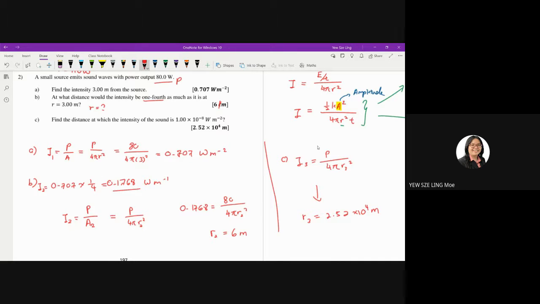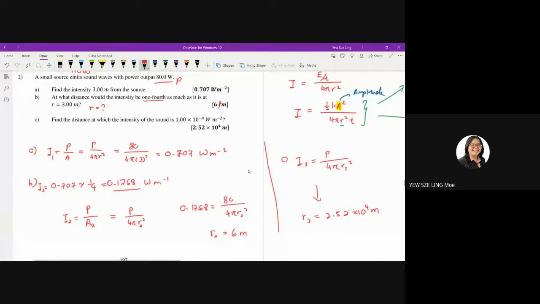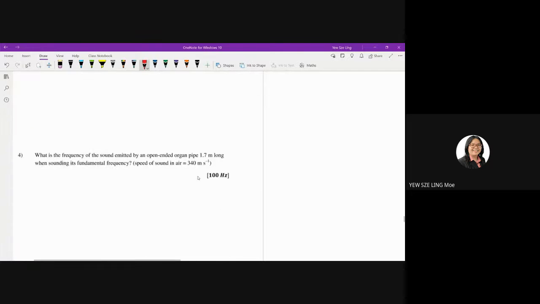So what are we going to do right now? We're going to look at exercise 5, Doppler effect, just a very short and simple topic. So you write down the answer first before we proceed. All right, exercise 4, skip first, because I need a bit of time to go through the diagram again.